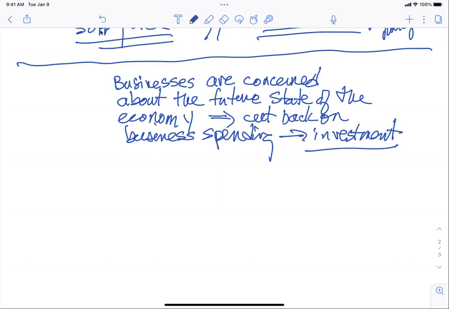So in investment, they're buying fewer computers. They're not expanding. They're not building a new warehouse. They are not investing in new software, etc. They're just going to hold tight until they figure out what's happening in the economy.